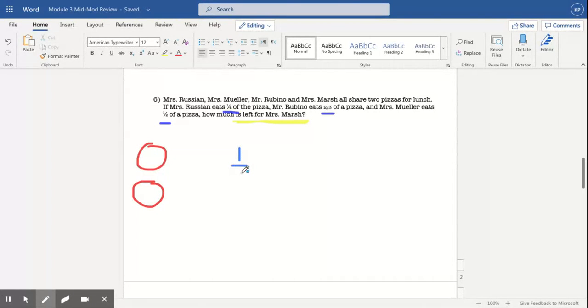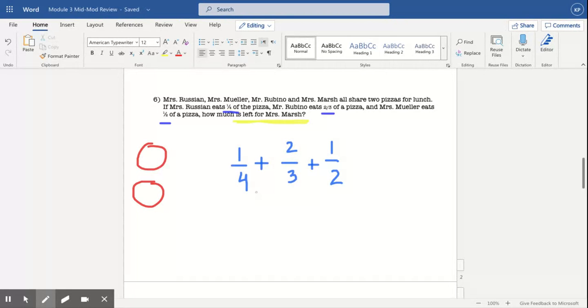We need to add up the bites, the amounts that were eaten or taken from the pizza. So 1/4 was eaten by Ms. Russian, 2/3 of it was eaten by Mr. Rubino, and then half of a pizza was eaten by Mrs. Mueller. We can't add these fractions, though, until they have like denominators. So we have to think, what is a number that works for 4, 3, and 2?